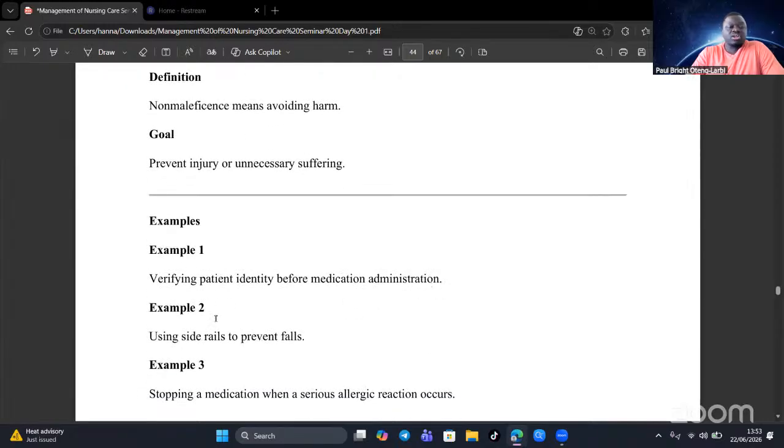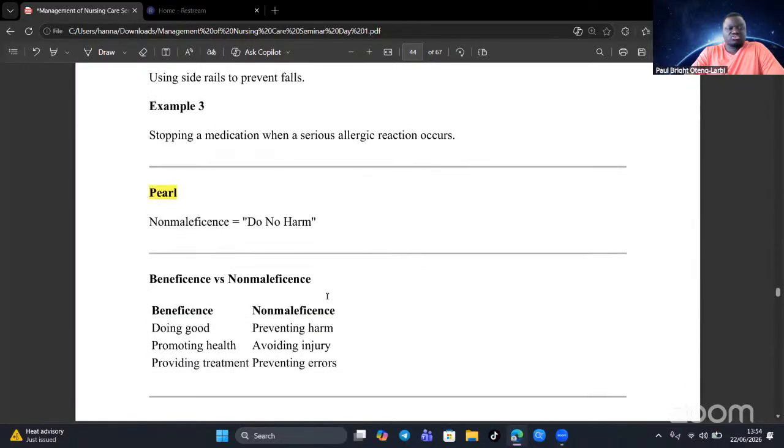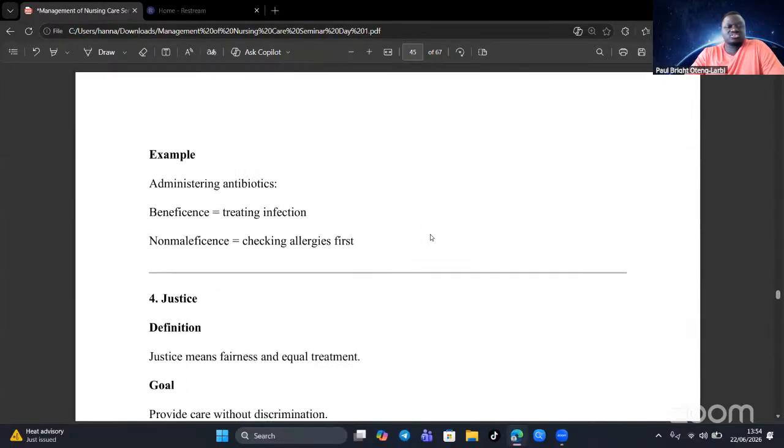Non-maleficence means preventing injury or unnecessary suffering. As an example, verifying the patient's identity before medication administration or using a side rail to prevent falls. Okay, do not do any harm to me. Stopping a medication when a serious allergic reaction occurs. Yes, you are doing good to me. Do not harm. Okay, so these are all comparable.